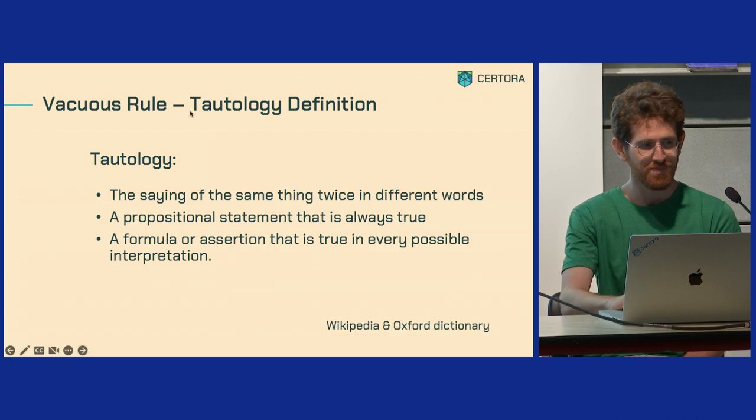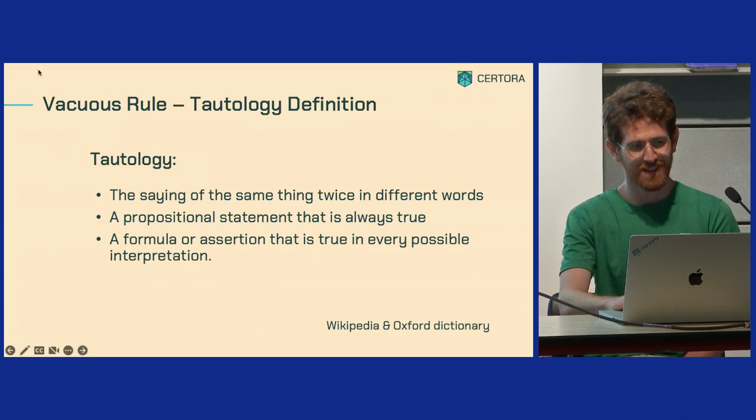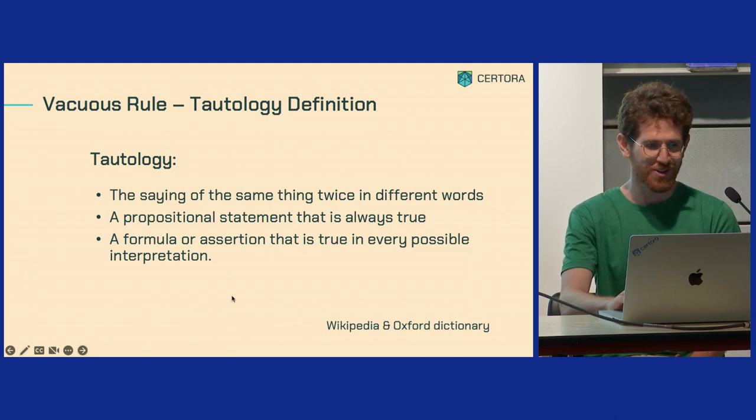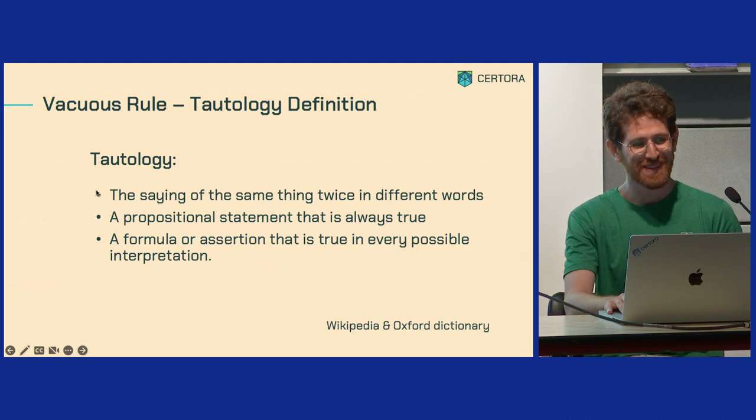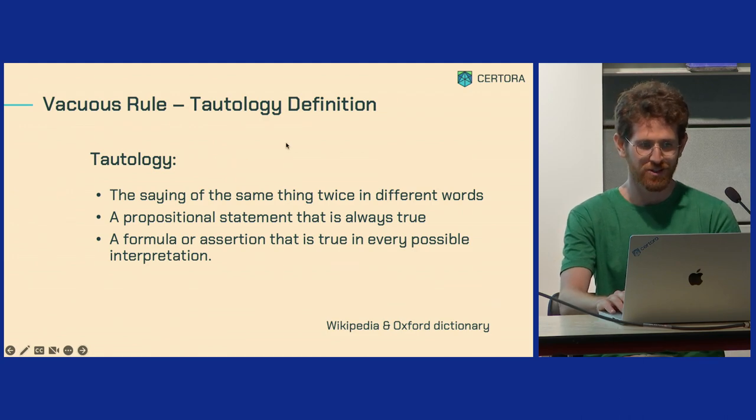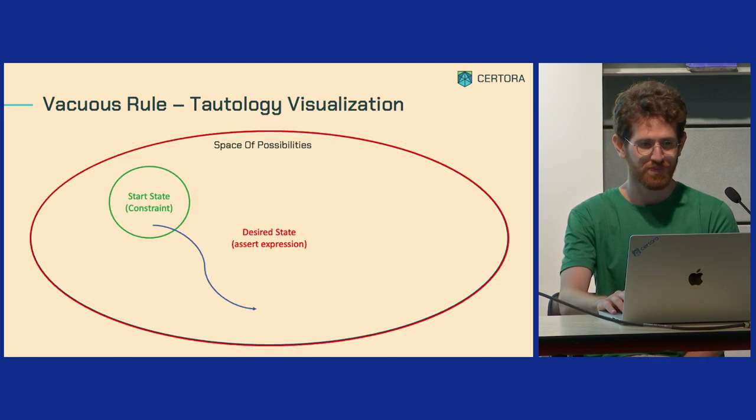Great. Okay, so the second type of vacuity is tautology. So again, I didn't know what tautology means, so let me define it. Tautology is the saying of the same thing twice in different words, a propositional statement that is always true, or a formula or assertion that is true in every possible interpretation. Basically, we're saying something that is trivial.